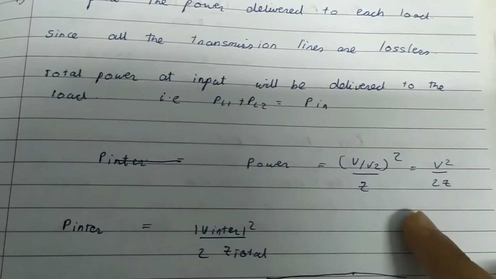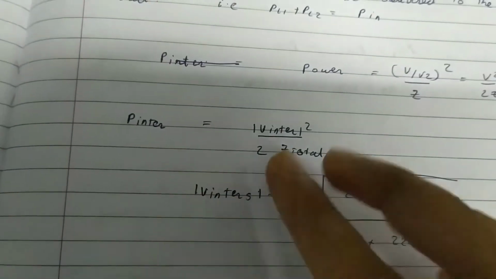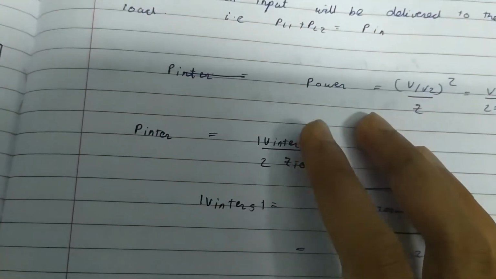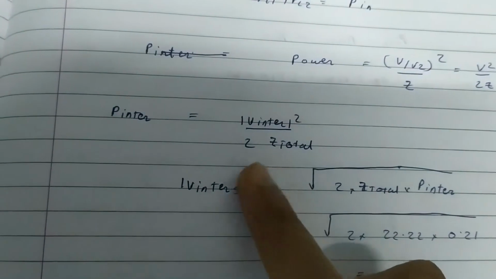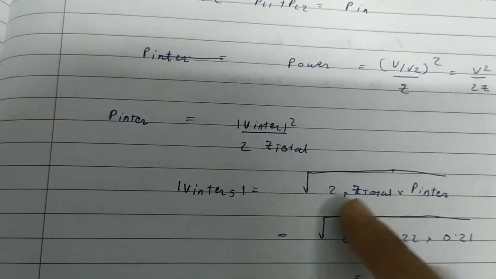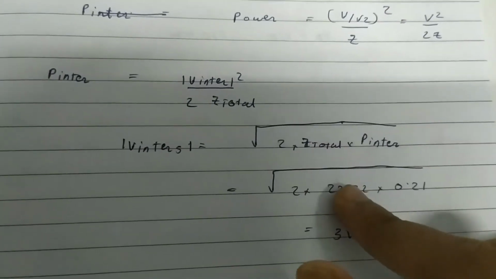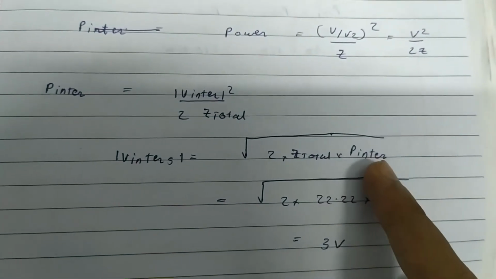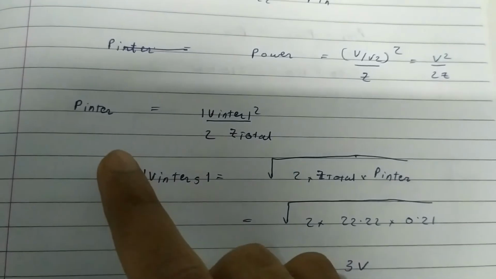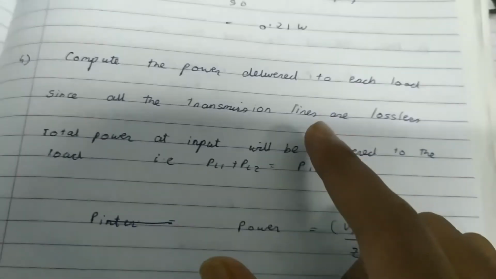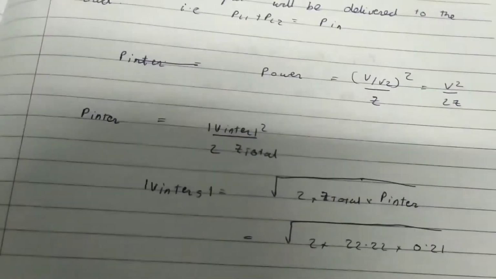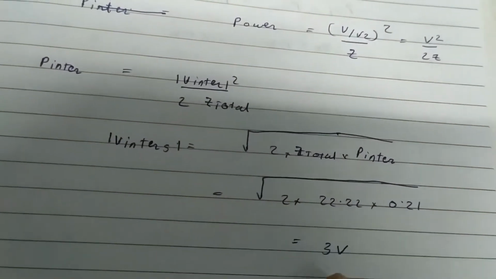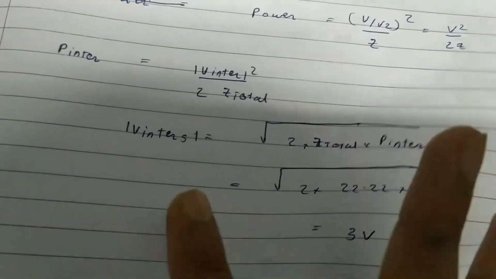So this will be V squared by 2Z, and we have to find the voltage at the intersection. So basically, if we substitute this as the Z total, that is the load impedance, and the power that we have found out at the intersection, that is the input power, we will get the intersection voltage.